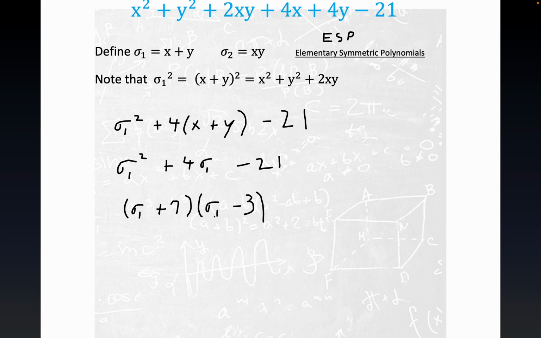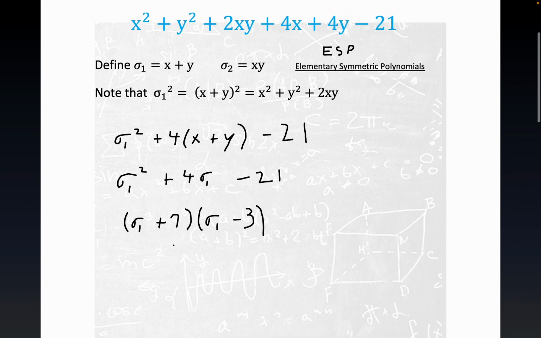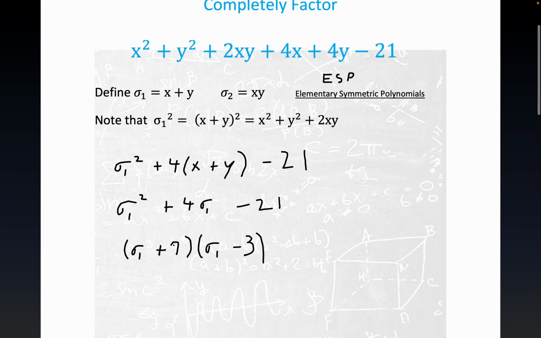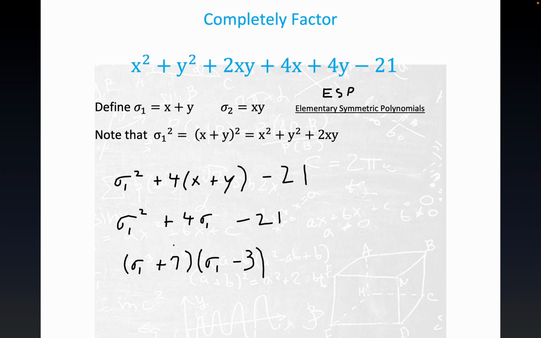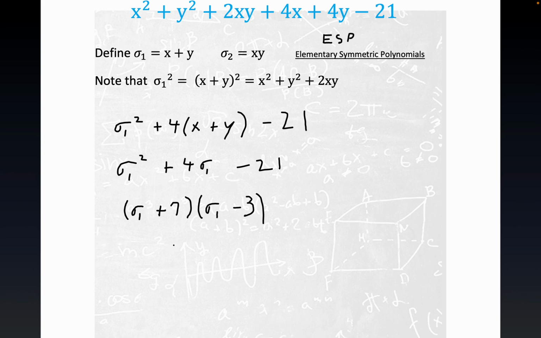All right, now remember sigma 1 is x plus y, and we were asked a question in terms of x and y, we're supposed to factor something in terms of x and y, right? So we can't leave the factorization this way, but all that remains is just a straightforward substitution. We'll just replace sigma 1 with what it's equal to, which is x plus y. Now, that would be x plus y plus 7.